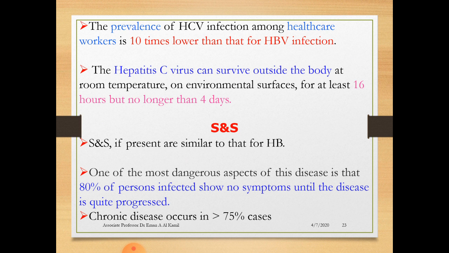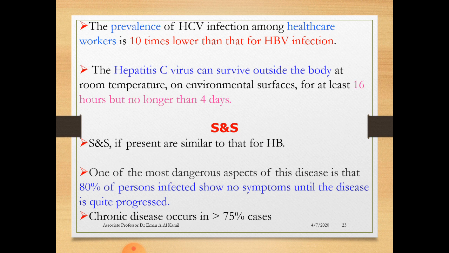The prevalence of hepatitis C infection among healthcare workers is nearly 10 times lower than that of hepatitis B virus infection. Hepatitis C virus can survive outside the body at room temperature on environmental surfaces for at least 16 hours but no longer than 4 days. As compared to hepatitis B virus, which we mentioned can survive up to 7 days outside the body, hepatitis C virus can only survive between 16 hours and 4 days.